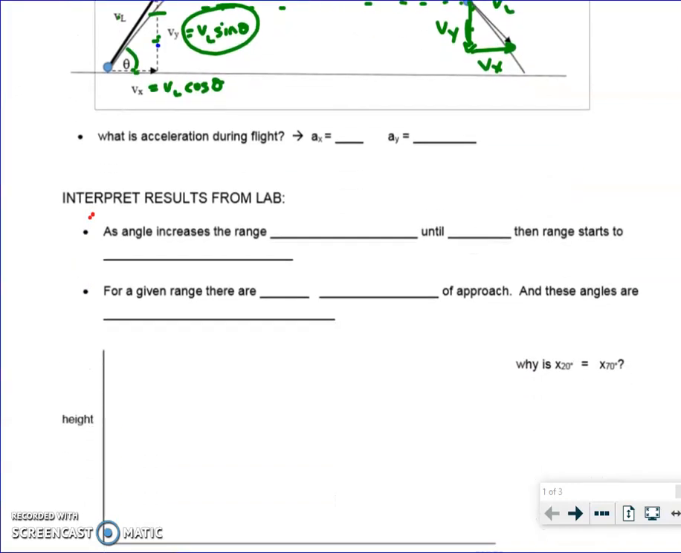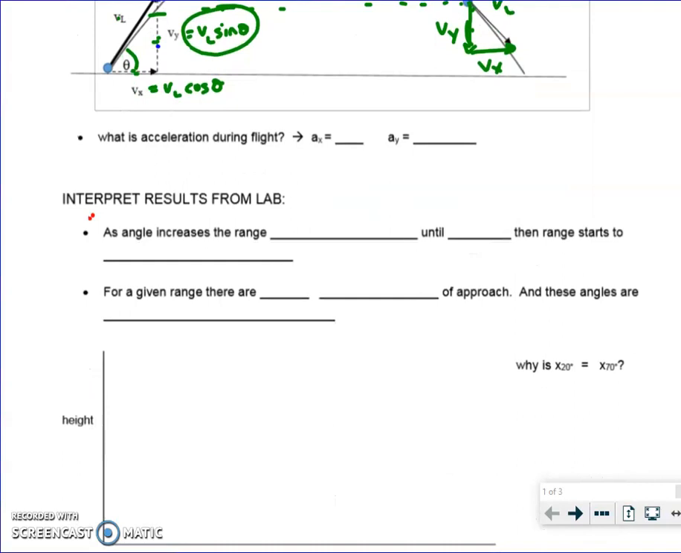So, key ideas. What is the acceleration during the flight? We have ax and ay. In the horizontal direction, it's 0, just like before. In the y direction, it is g, or I'll put a negative g there because that downward part is still valid.